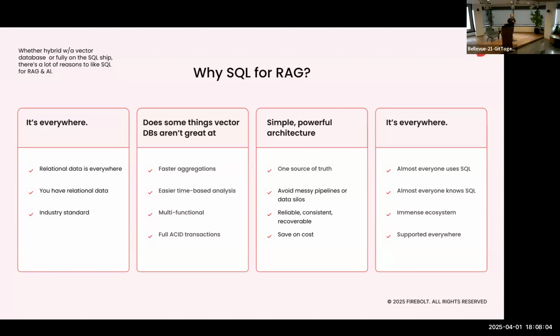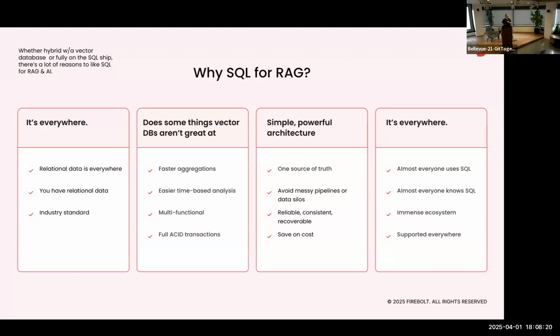SQL also does some things that vector databases aren't so good at. So aggregations with SQL can be fast. Time-based analysis is generally quicker. You're not relying on vector similarity for dates. You're just going to be able to say, I specifically want data in this range. I've got a primary key on this. I can filter for that very quickly.